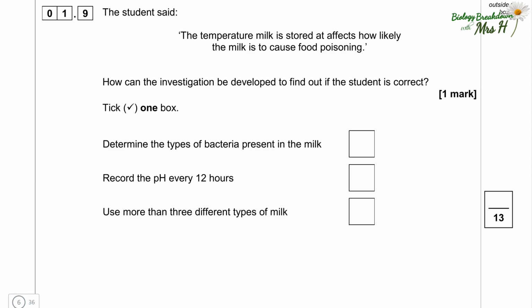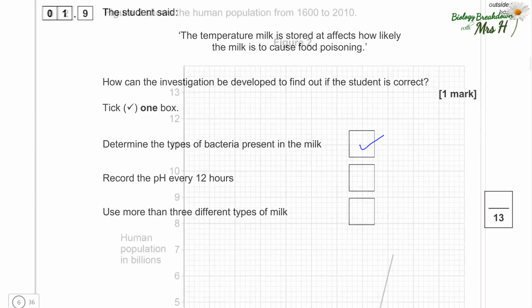Determine the types of bacteria present in the milk. Record the pH every 12 hours. Use more than 3 different types of milk. So it's going to be determine the types of bacteria present in the milk. Not all bacteria will cause food poisoning. So we need to just find the ones that do.